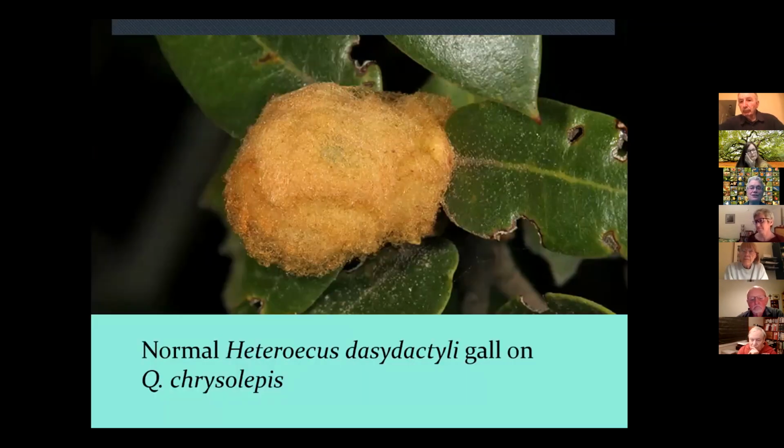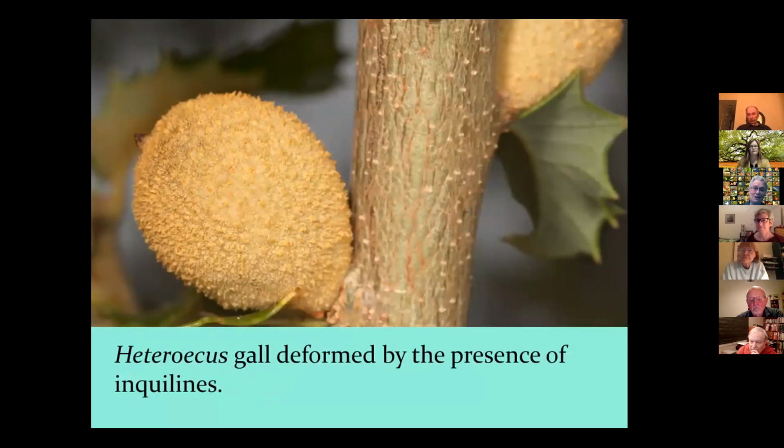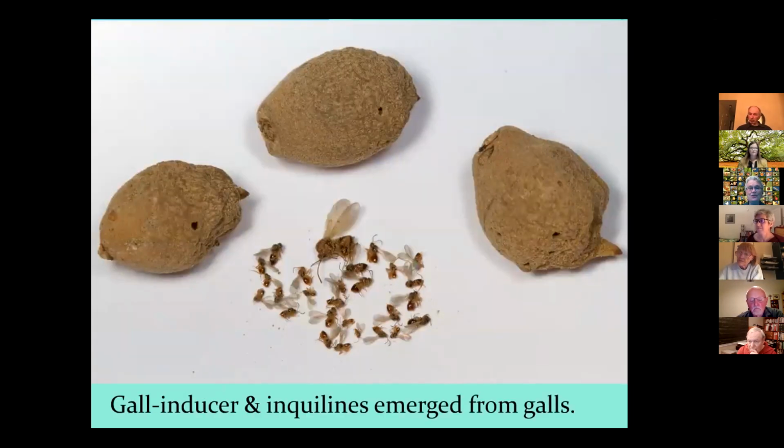All right, here's the normal Heteroecus dasydactyli gall, also on canyon live oak. And here's what it looks like if there were inquilines in it. So it's changed not in shape, but in size and, more interestingly, in the surface texture. And here's what happened when Joyce dissected these.